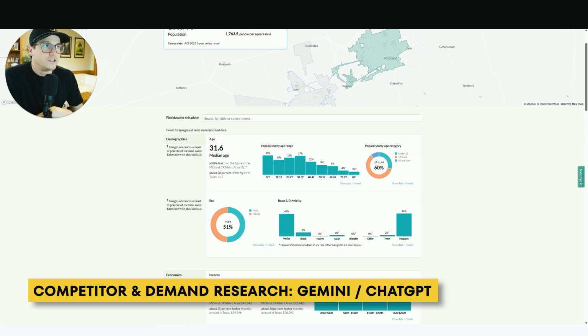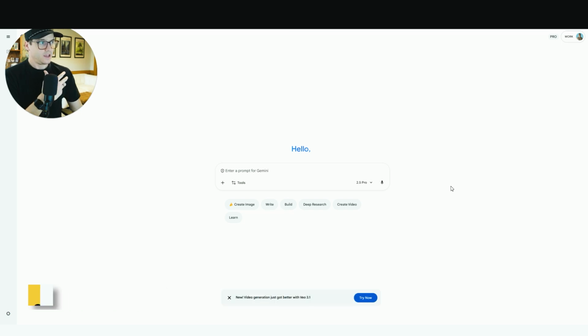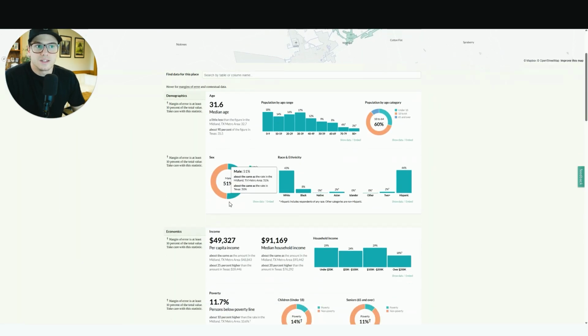I would go and use a tool like Gemini or ChatGPT, and ask it, what are some of the ideal demographic markers or qualities in a specific area or location for my type of business, and find out what those are going to be. What's an ideal income range? Some other markers like that. And then you can use a tool like this to identify that, right?